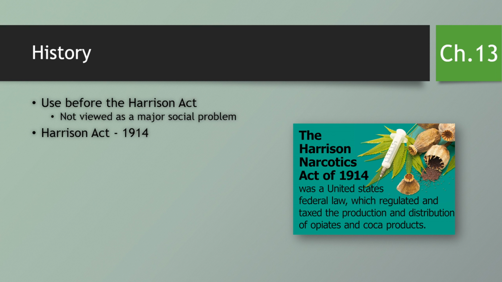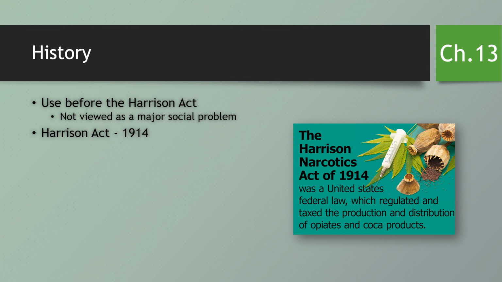Then we had the Harrison Act. So you can see here, the Harrison Act regulated and taxed the production and distribution of opioids, as well as other coca or cocaine products. We talked about this in that chapter as well. Once this took place, everything changed. The only way to get these drugs now was through illegal means or illegal dealers. And this really changed the pattern of users and public perception.